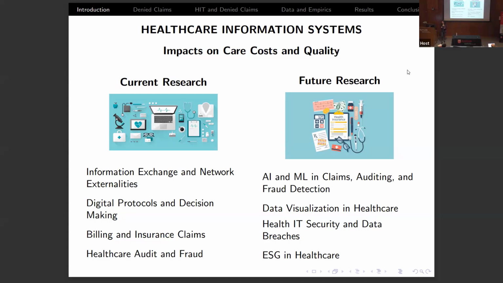So we have done some work here in the Car Lab on data visualization in different healthcare processes. So we also think that this will help us for putting together a series of projects on how we can leverage artificial intelligence in this healthcare claims and audit process. We also have some projects going on health IT security and data breaches for hospitals, and healthcare sector is actually the sector that suffers most from data breaches and external attacks.